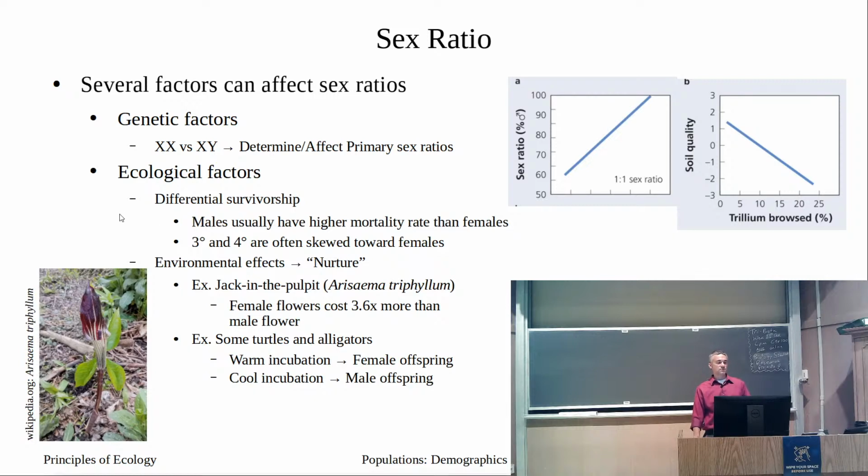Ecological factors that can produce changes in our sex ratio include the differential survivorship normally observed in males versus females. Males tend to exhibit higher mortality rates. And then also the environmental effects. We talked about Jack-in-the-pulpit, and we also talked about some turtles and alligators. And I saw when we finished up that, yeah, in some of our turtles, some of our reptiles, it doesn't always go so that if it's warmer, you're going to be female. In some of them, if it's warmer, it's going to be male offspring.